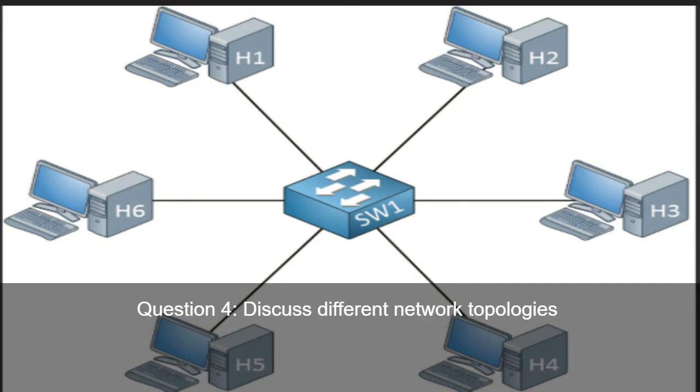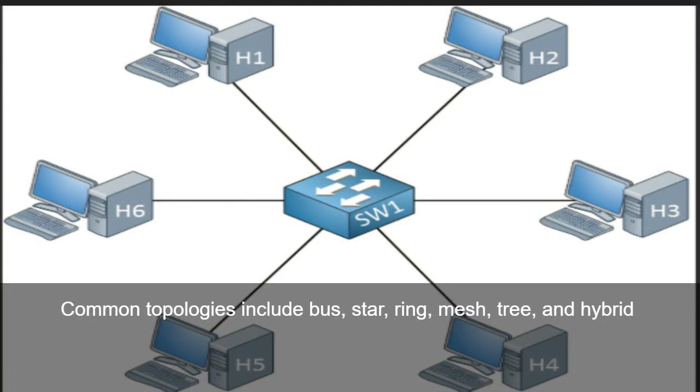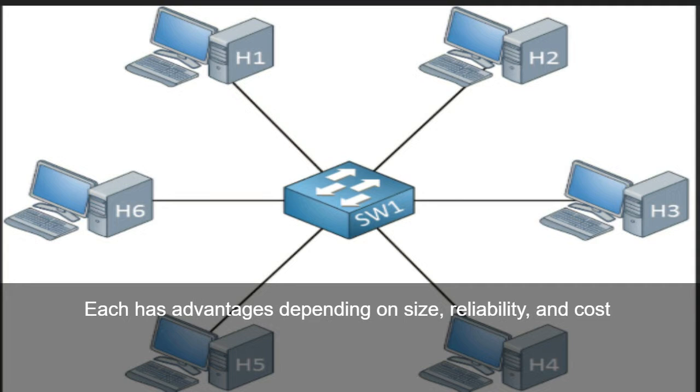Question 4, discuss different network topologies. Common topologies include bus, star, ring, mesh, tree, and hybrid. Each has advantages depending on size, reliability, and cost.